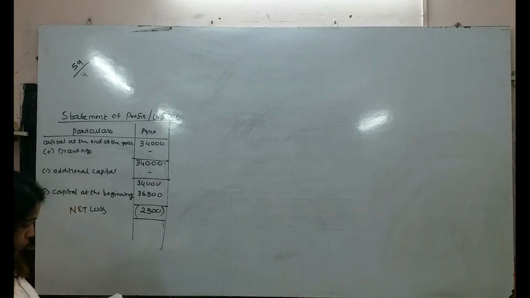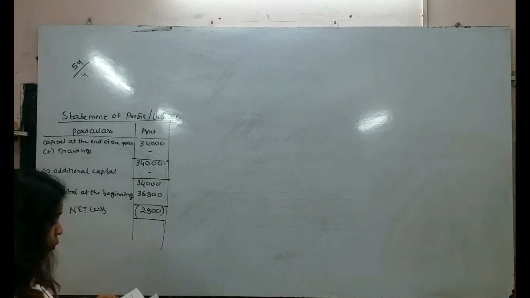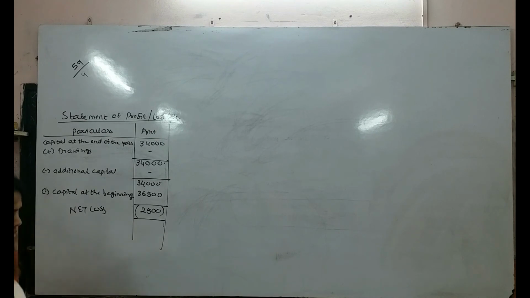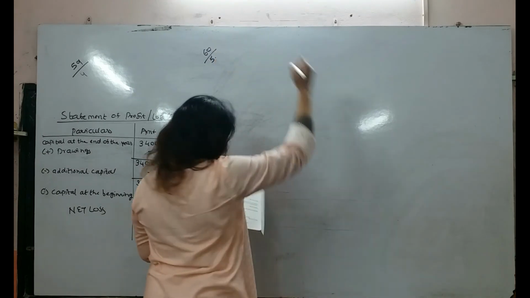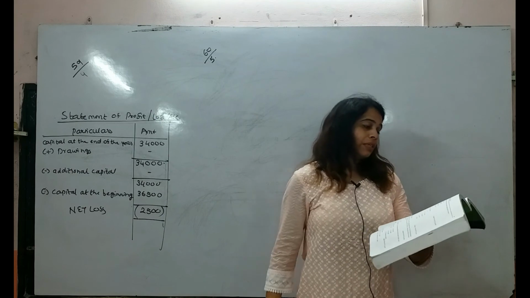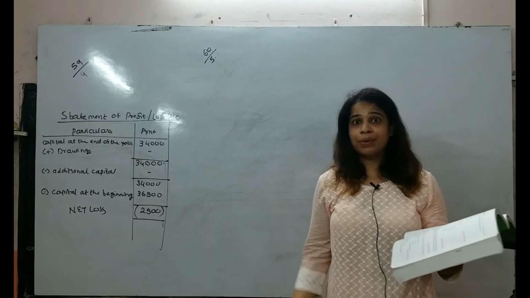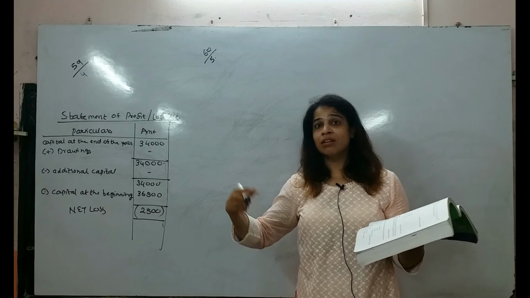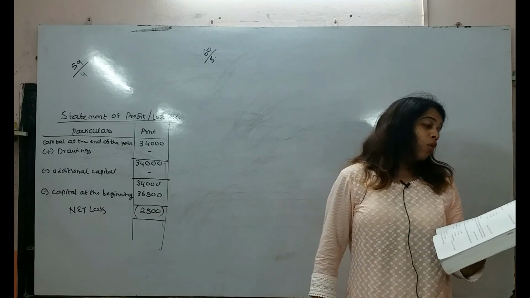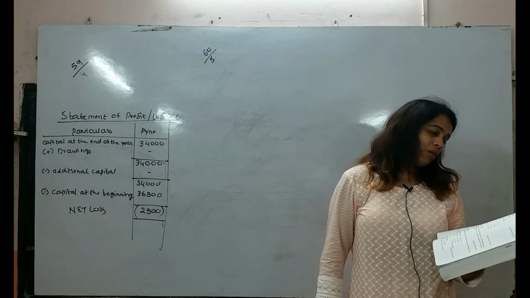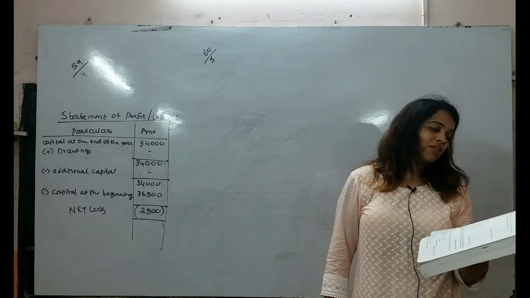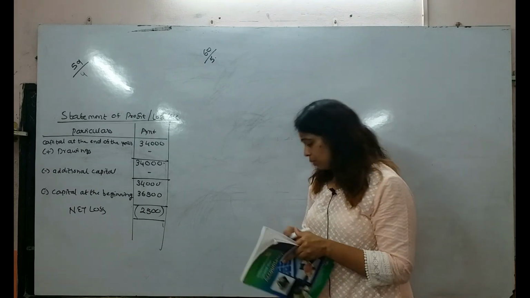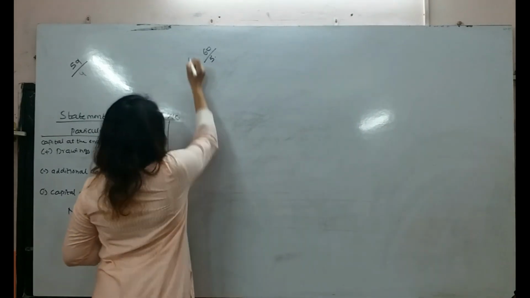Now we will do one more sum students, because it's very easy. We will do page number 60, problem number 5. See, find out closing capital, the same way we did in the previous sum. Opening capital of the concern is 9,800, profit of the concern is 3,200. They are asking us to calculate what? Closing capital. Okay, pay attention students.